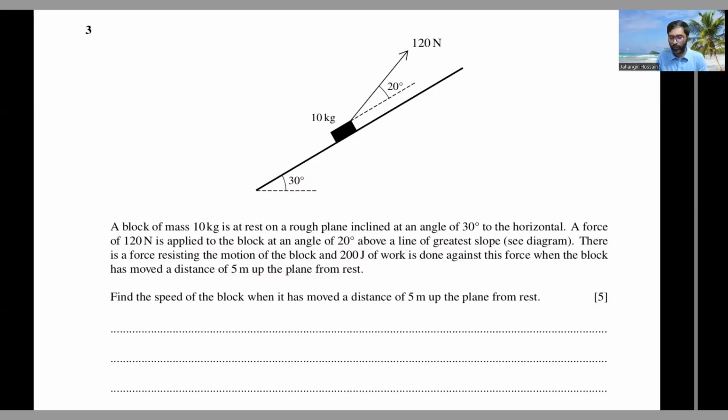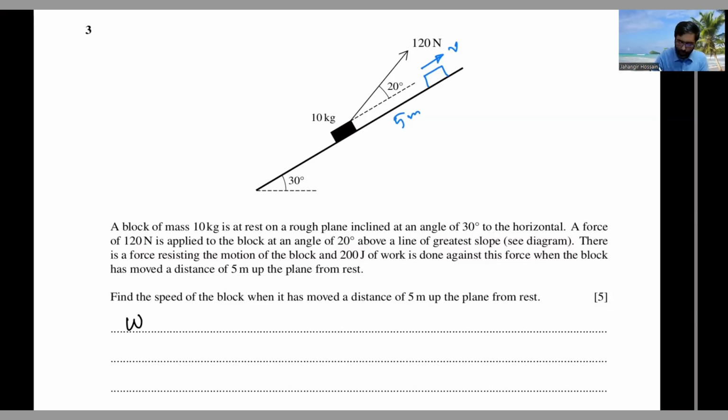Find the speed of the block when it has moved a distance 5 meters up the plane from rest. So initial velocity 0. When it moves 5 meters up the slope, let's say it can reach here. At that moment, it will have a speed. So there is a gain in KE, there is a gain in GP, and work done by this applied force, that is the external force, and there is work against resistance. Okay, let's calculate each thing first.